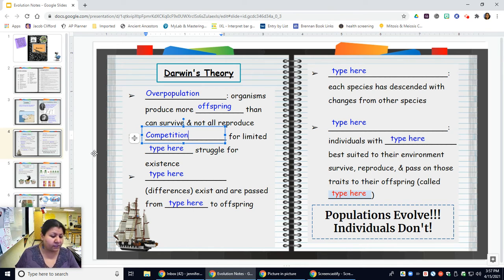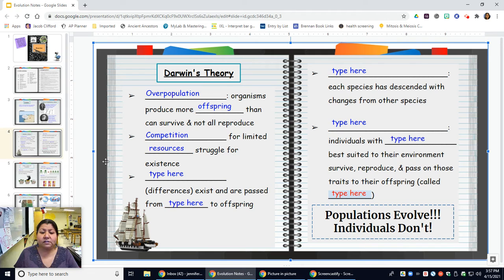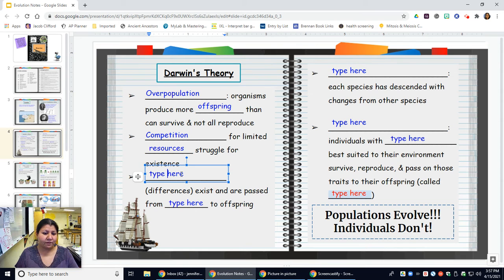Okay, so competition for limited resources. And so that causes a struggle, really, for existence. So if we look out in the wild, there's always competition for food, competition for space, competition for shelter, water, things like that. So there's always this battle that's going on. And organisms might not always survive.